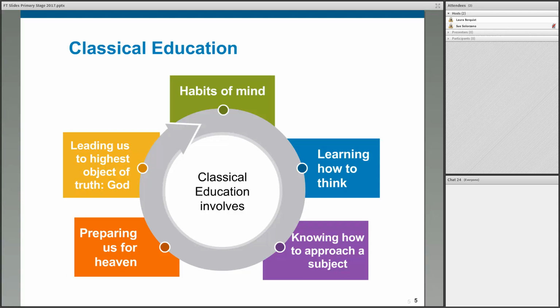So, classical education is actually preparing us for heaven. And it brings us as close to that as is possible in this life. It has the same end identically as the end of all men, the knowledge of the very highest object of truth, God himself.